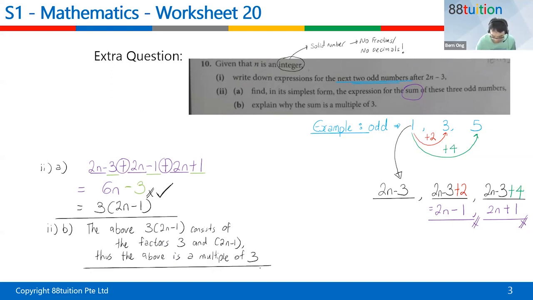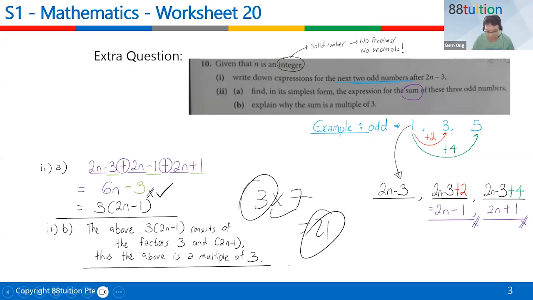Do you understand or not? What is the meaning of multiple of 3? Multiple of 3 means you can divide by 3. For example, if you have a 3 outside, what does this mean? For example, 3 times, let's say, 7. The 3 is outside here. If you times 7 to it, it's 21.